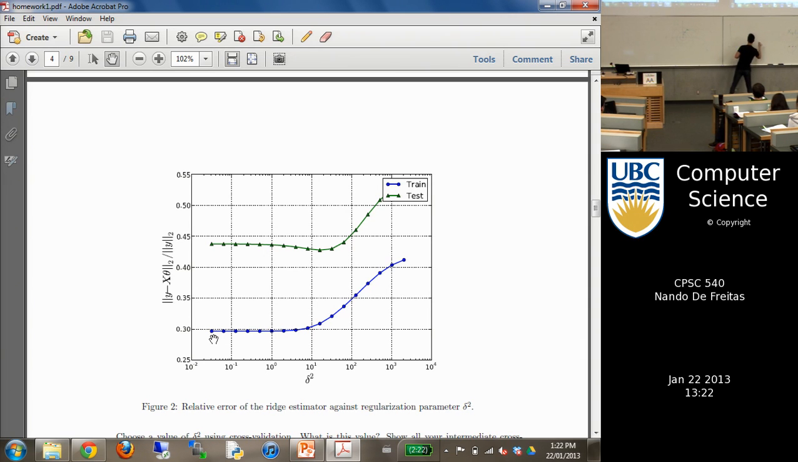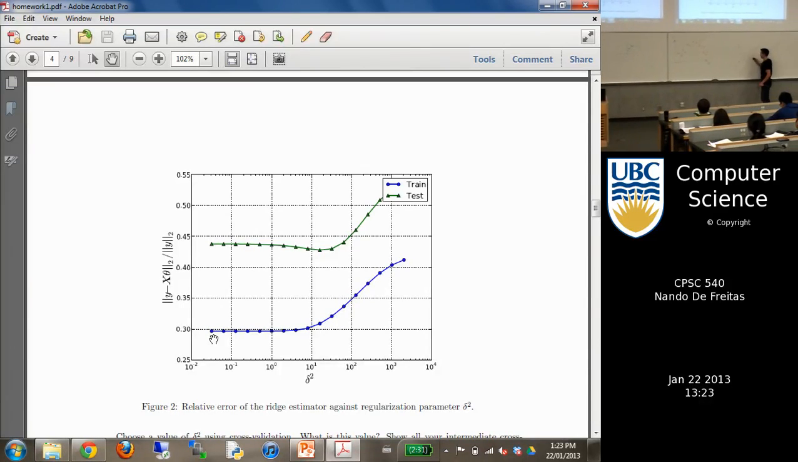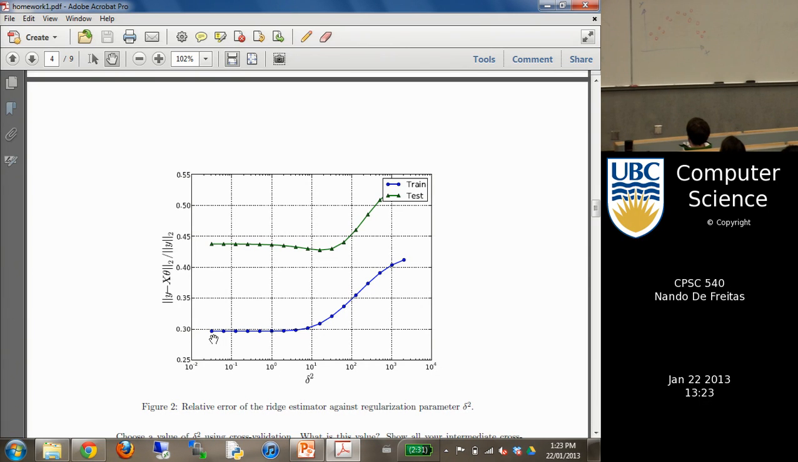Let's do it in 1D, where we have x and we have y. And let's assume that we have several points that we want to fit. Actually, let's make a game out of this. I'm going to fit three models here, and you guys will tell me which one you like.